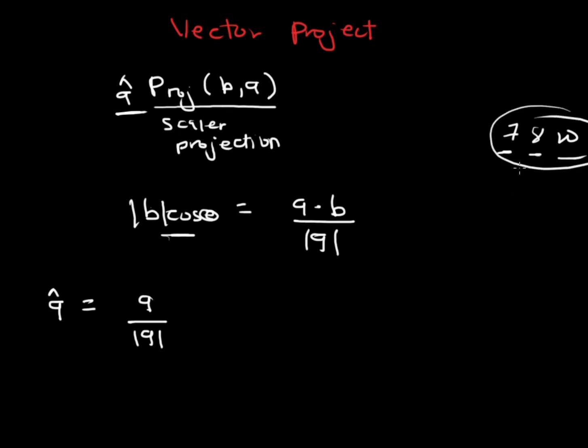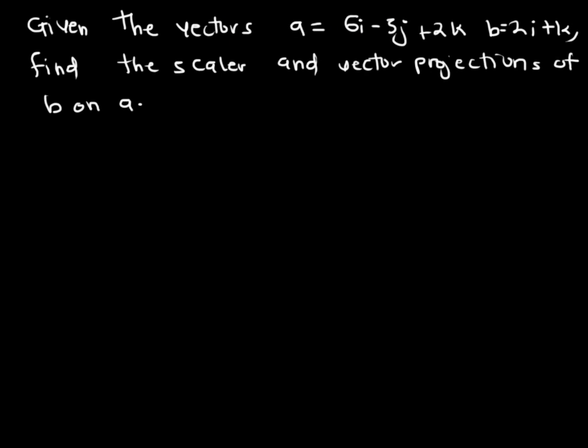Now we are going to be taking an example and we will be concluding. Now we have this example. Given the vectors A equal to 6i minus 3j plus 2k and B equal to 2i plus k, find the scalar and vector projections of B on A.